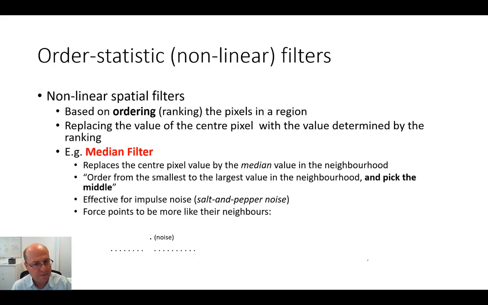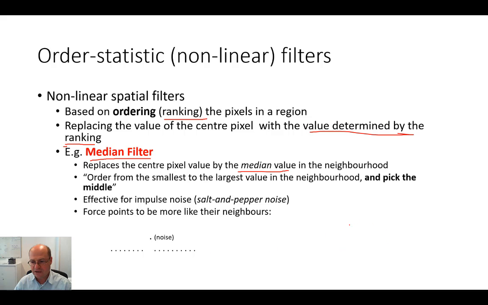Okay, finally, the final filter that I'm going to talk about today is the nonlinear spatial filters. One of them is based on ordering or ranking the pixels in a region. That's the so-called median filter, where we replace the value at the center pixel, the center of the neighborhood, with the value determined by ranking. What does it mean? We replace the center pixel value by the median value of the neighborhood.